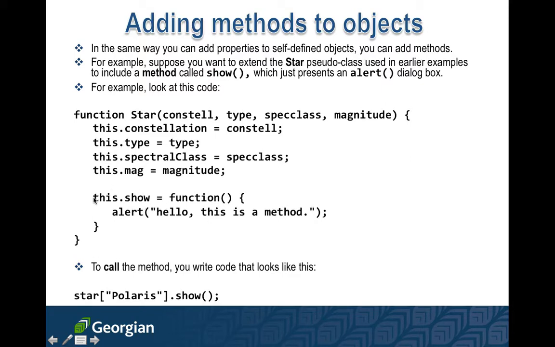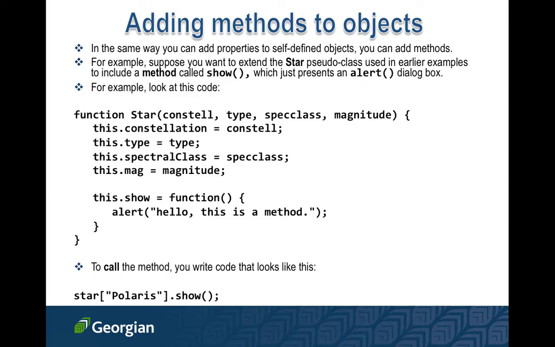And now here's this show, which is a function within a function, a closure, like we talked about before. This show method is something we can call down here, Polaris.show. We want to look at the Polaris, that's what we're looking at, and use the show method to alert.